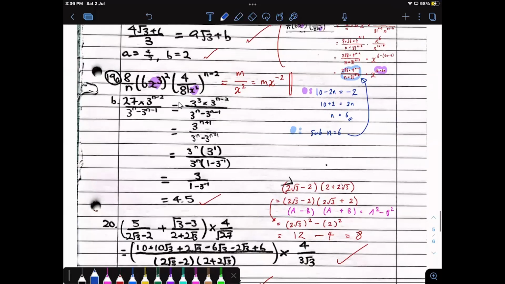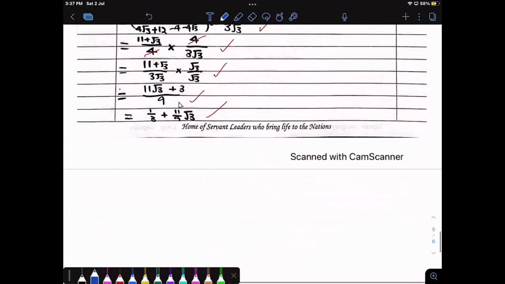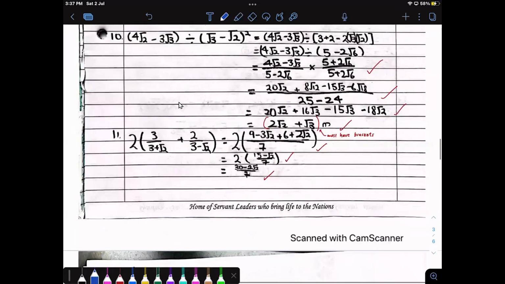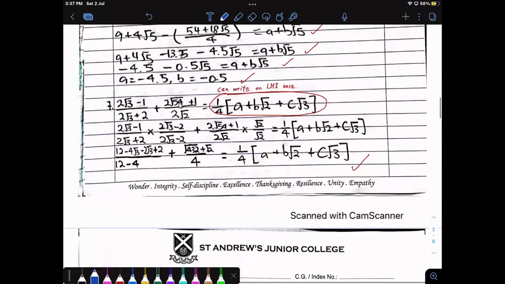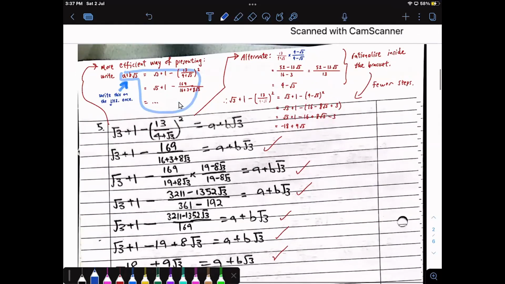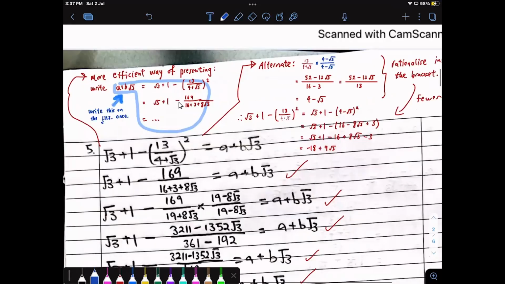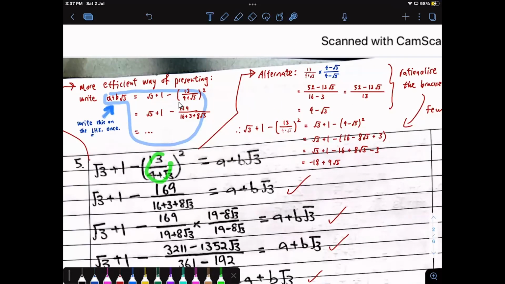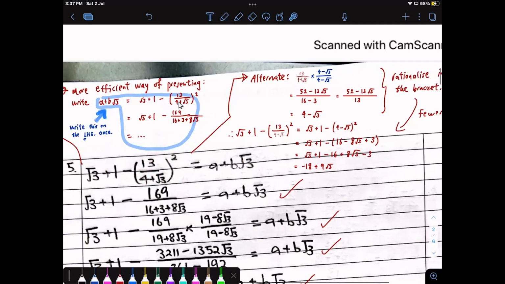Good. Is that all? Can't remember. Let me check first. The rest are all fine. Oh yes, a note on a faster way to do question 5. Within this square, you can actually rationalize the denominator before you go and square it. Because if you look at my working, it's way shorter.